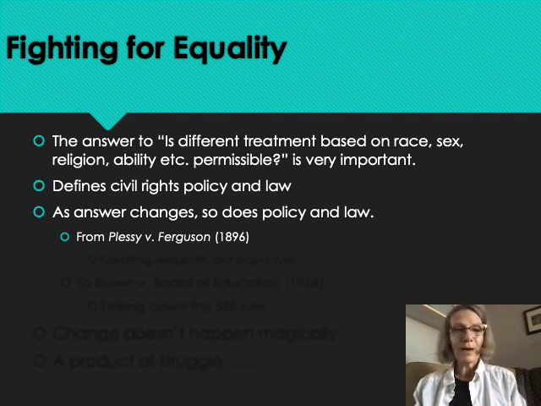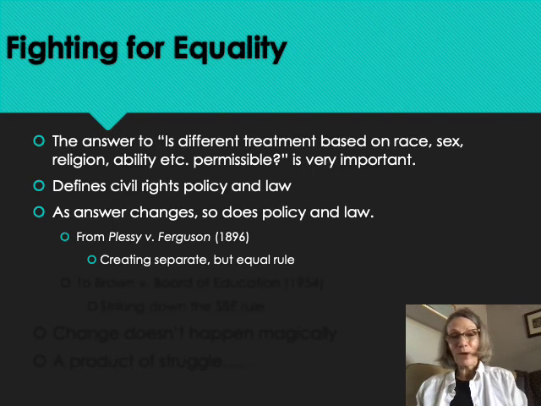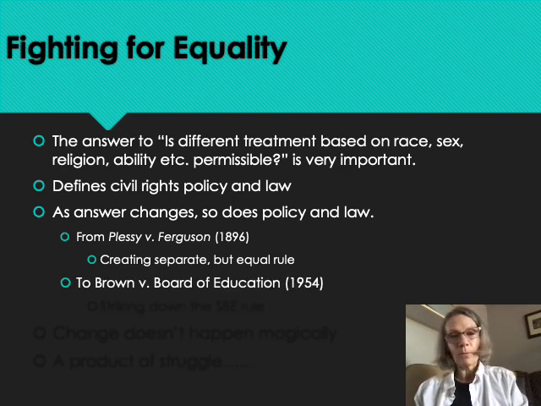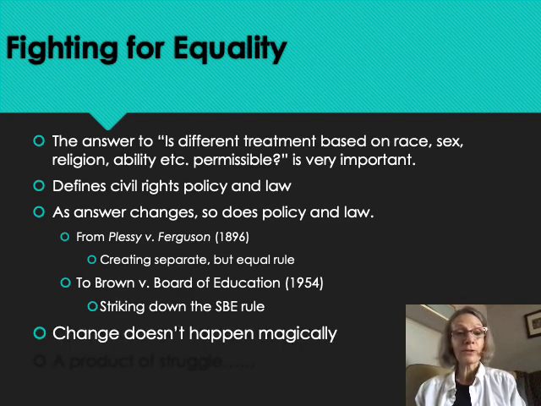Just think about Plessy versus Ferguson, where they said separate train cars, separate accommodations, as long as they're equal, that they're separate but equal, constitutional. Well, when the Supreme Court, a mere 60 years later, revisits that case about separate schools, segregated schools, they strike down the separate but equal rule, saying separate is not equal. Separate is in fact unconstitutional.